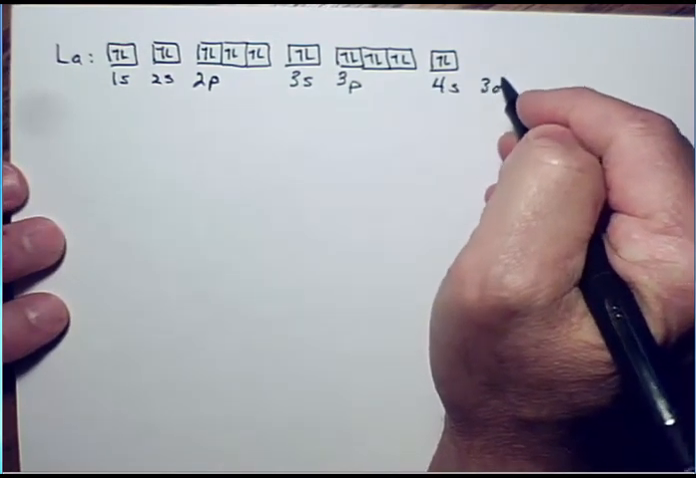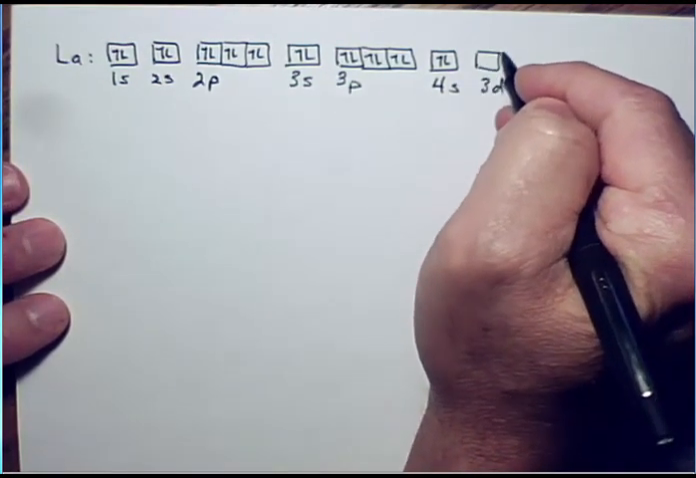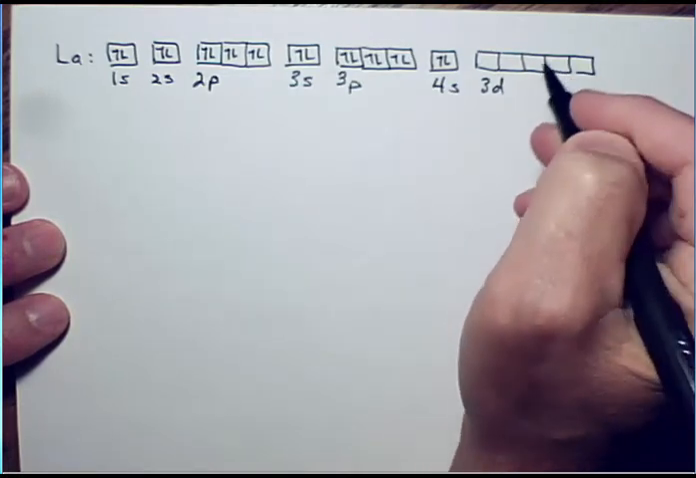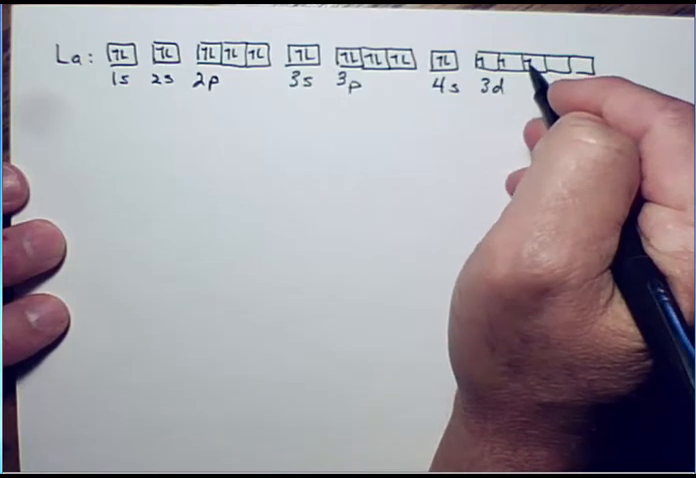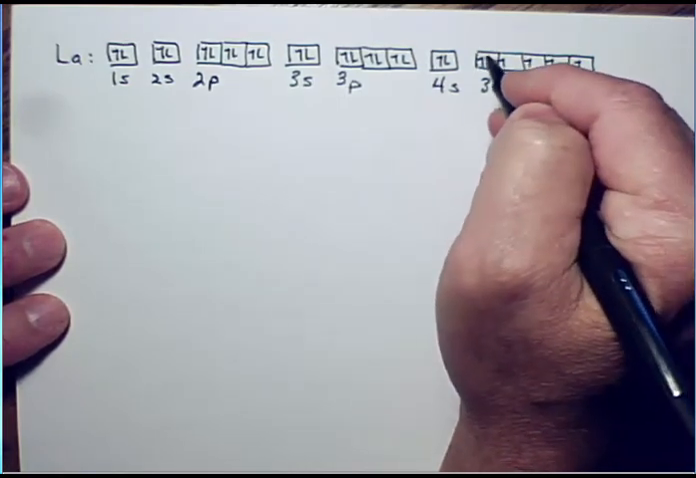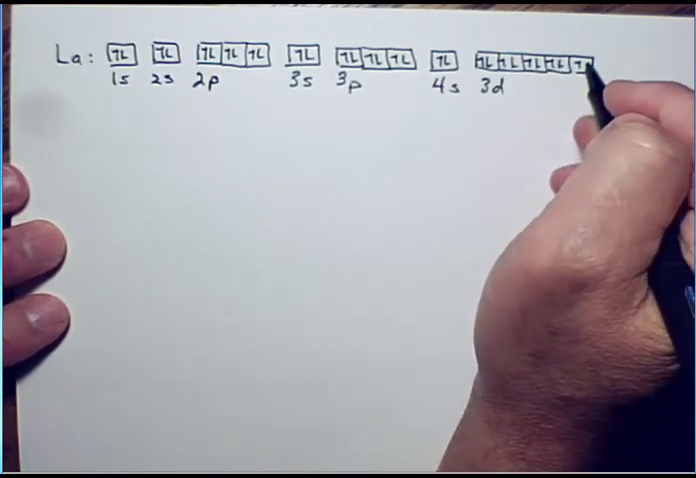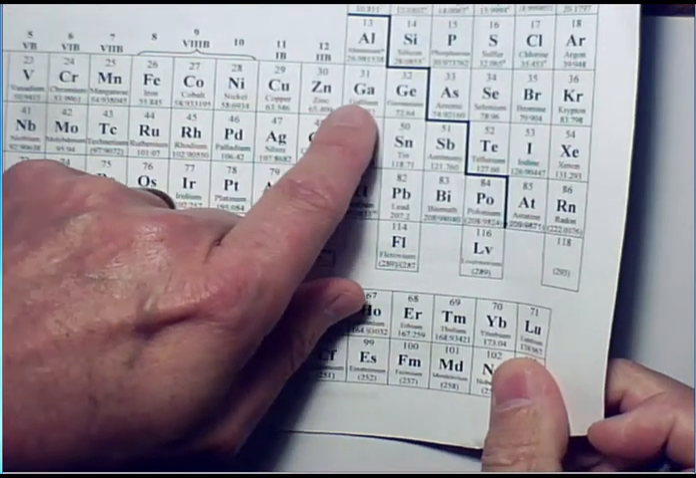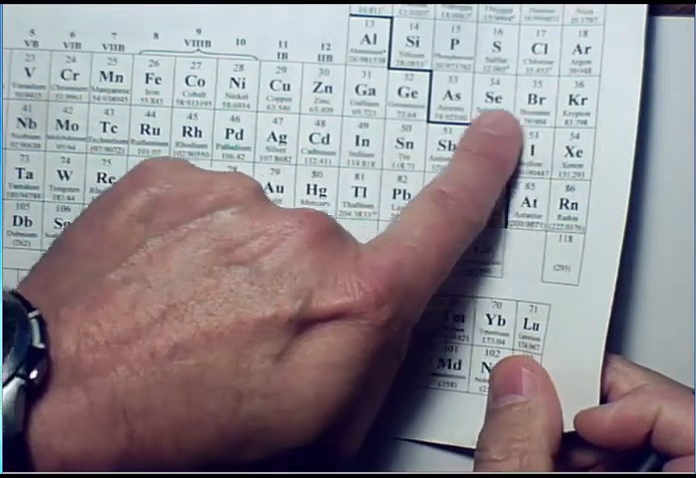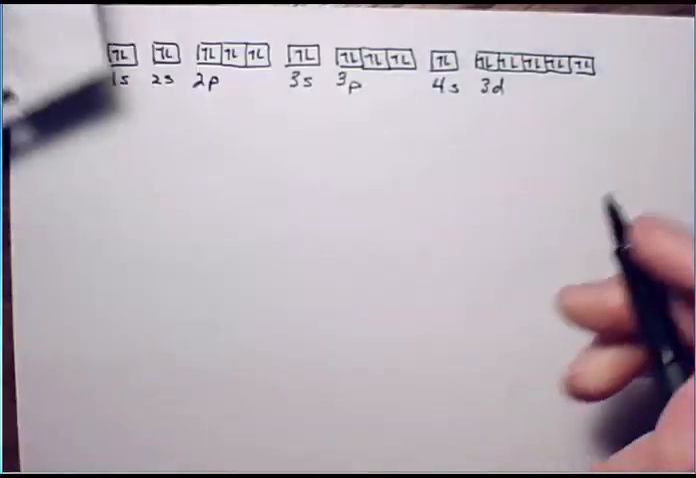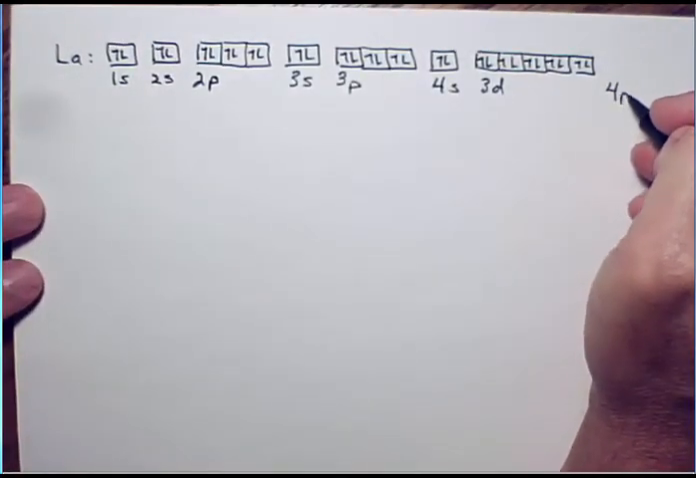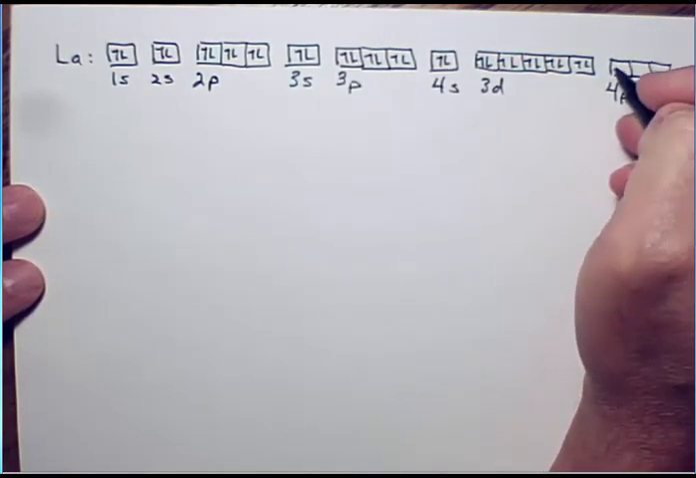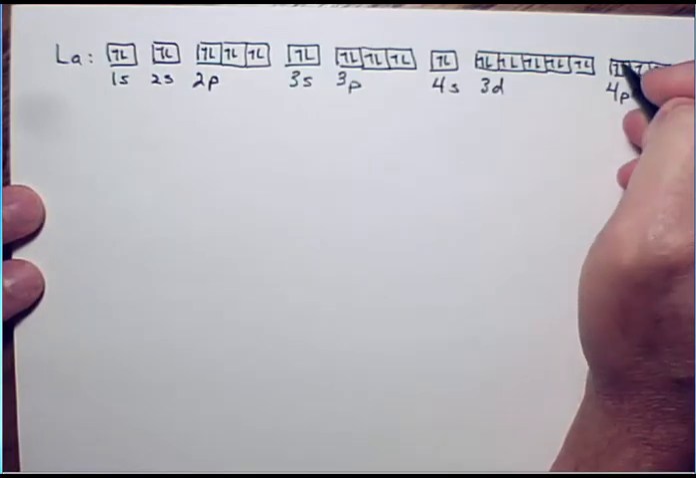3d has 5 orbitals. And we're going to fill that entirely up, 1 in each orbital, and come back and pair them up. And then after we get through 3d, we're back in the 4th primary level when we get to the p sublevel region over here. One in each box, come back and pair them up.